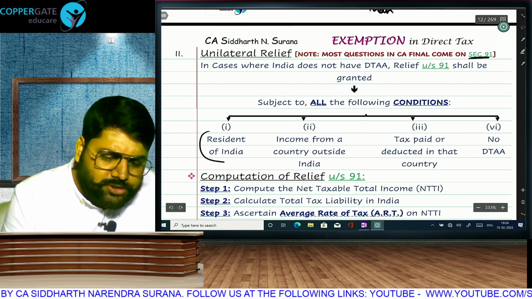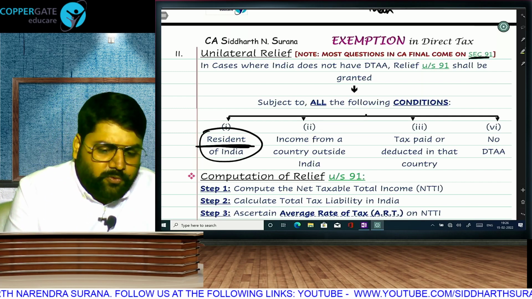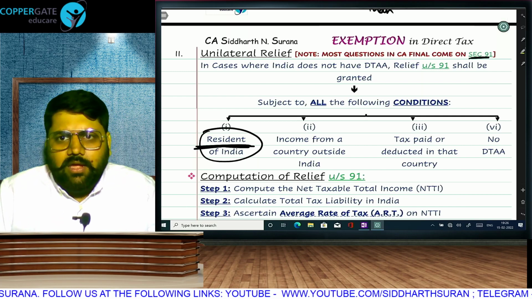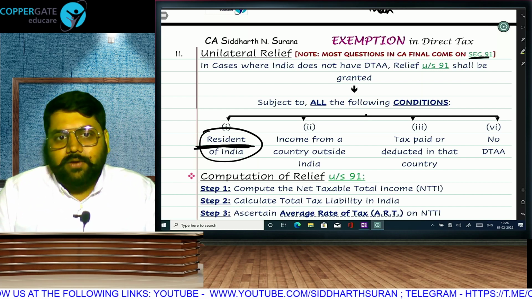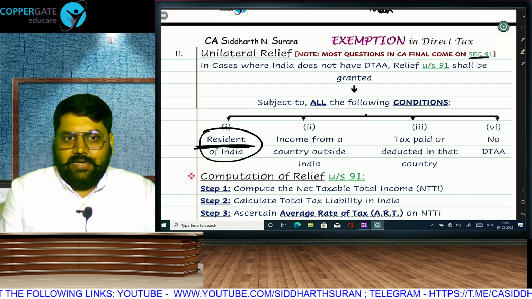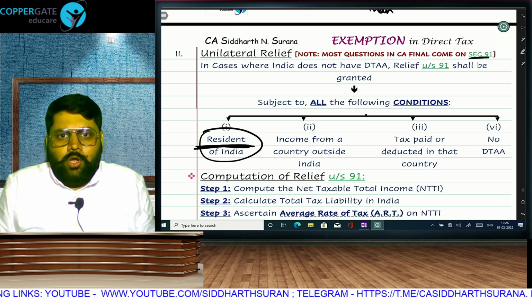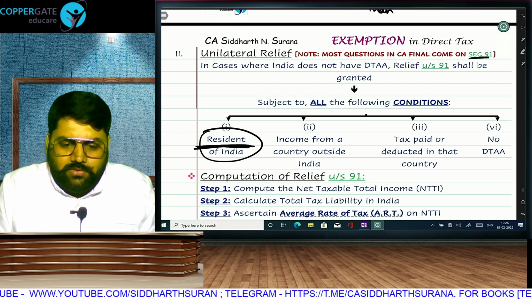Condition 1, the most important of all, you actually don't have to search for anything in the question. If you find this, everything else is satisfied. The unilateral relief will be allowed only and only if the assessee is resident. Unilateral relief will not be allowed to non-residents.